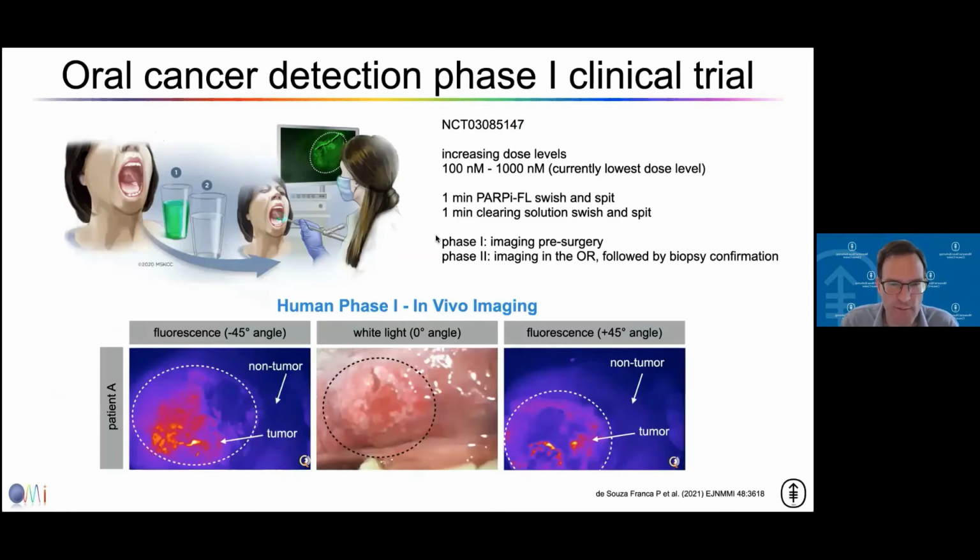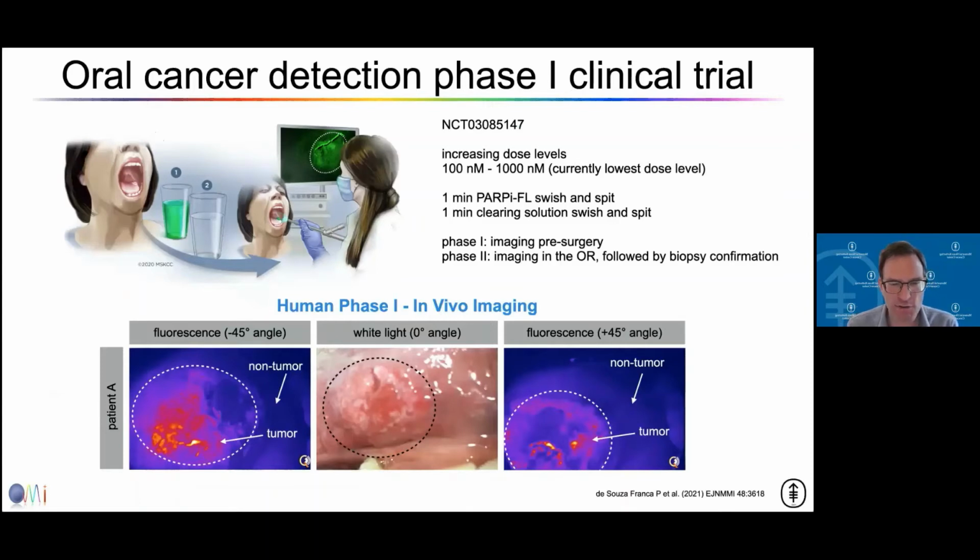And here's an example from this human phase 1, where you see in the fluorescence image tumor tissue here and non-tumor there. Here's the white light, and here's another angle. So this would be an example where you can do an easy detection of oral cancers.